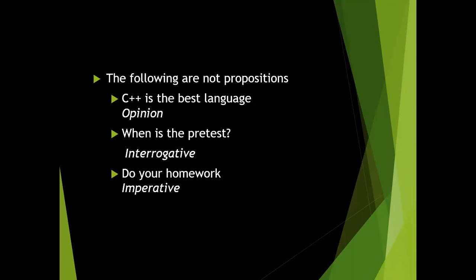Think about it. The following sentences are not propositions. C++ is the best language. Why can we say that? My committee is saying that C++ is the best language, but some other committee, Mr. X's committee, is saying that C++ is not the best language. The best language is Java. This is the opinion of a committee, the opinion of a person, the opinion of people. An opinion is not a proposition. When an opinion comes, the proposition vanishes. It means opinions cannot be propositions.